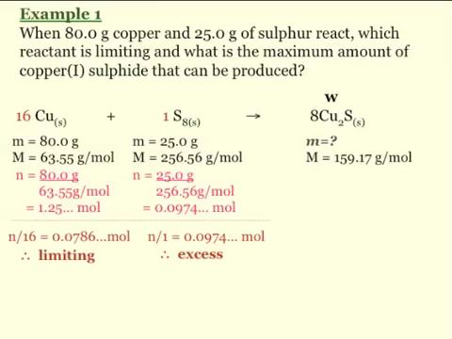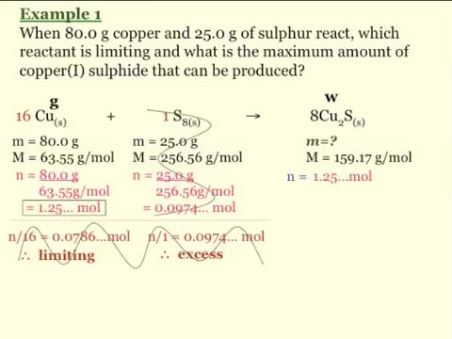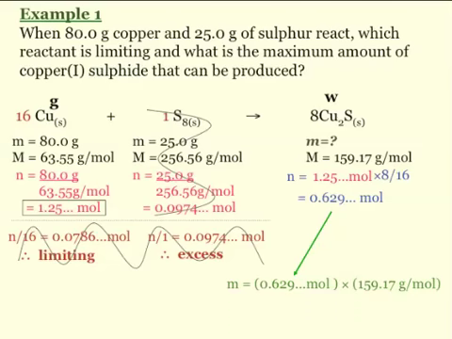So then I'm going to take the number of moles that I have for my limiting reagent, and I'm going to use that in determining the amount of copper 1 sulfide that can be produced. So I take that value, and I'm going to multiply that by wanted over given, which in this case is 8 by 16, okay, and I get 0.629 moles. I'm going to then figure out my mass by taking that amount and multiplying it by the molar mass of copper 1 sulfide. And that gives me 100.17 grams, okay, or 100 grams.